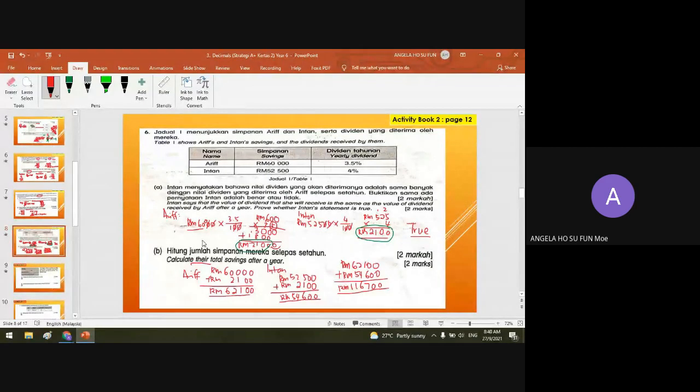Okay, very good. Some example for you. Teacher, I want to ask the student: siapa lebih bijak, Arif atau Intan? Who is smarter? In this situation, look at case number 6. Okay, so I want to ask you, who is smarter, Arif or Intan?